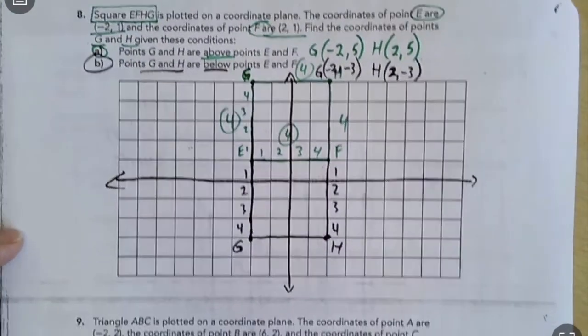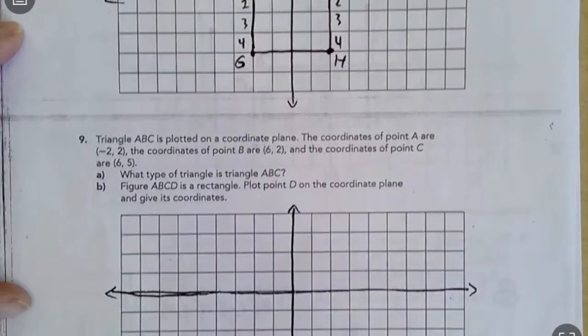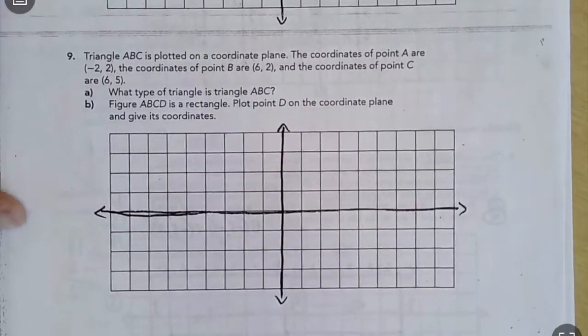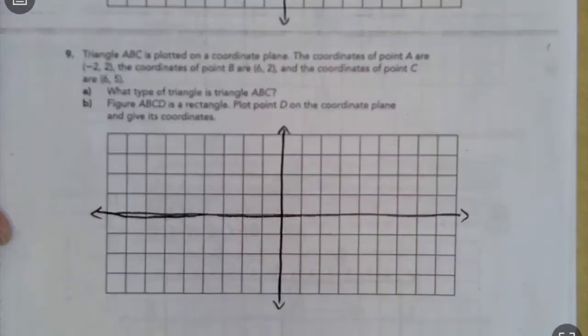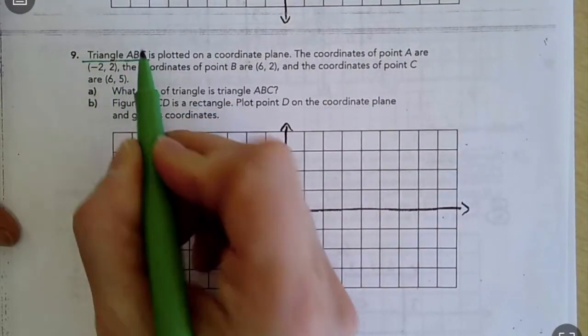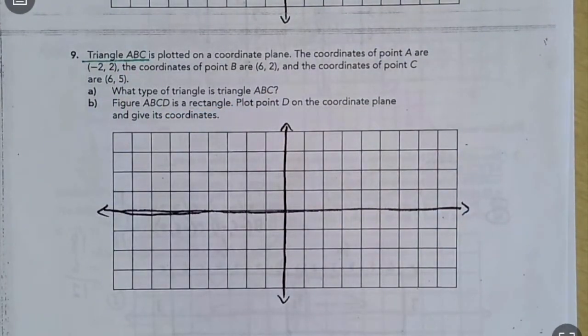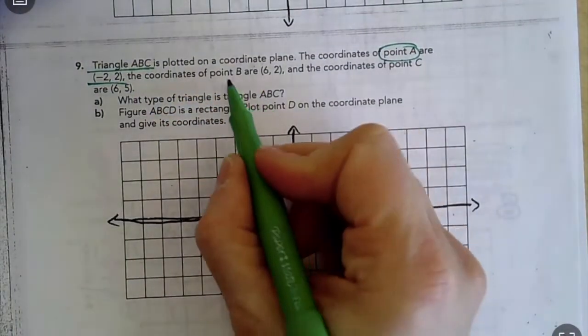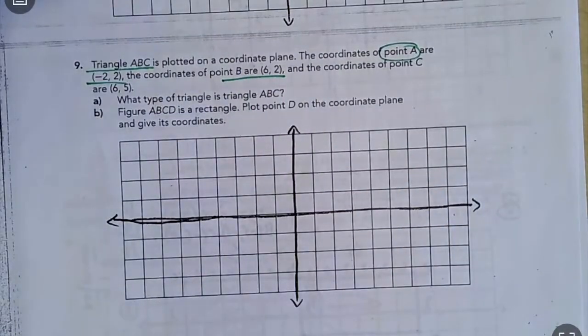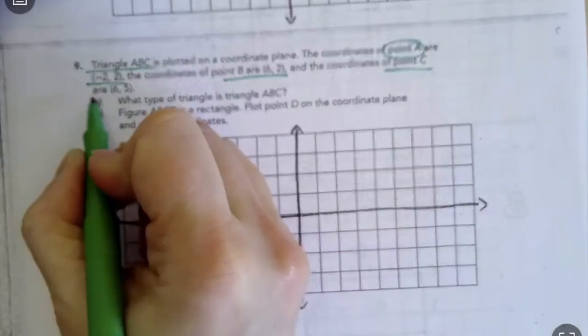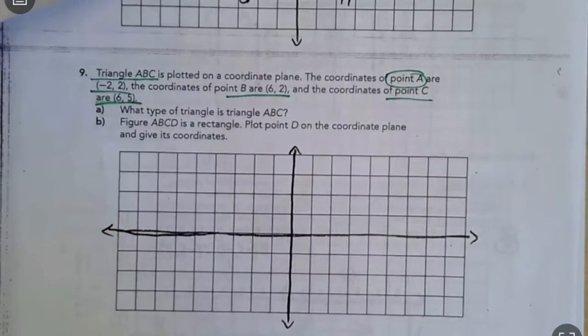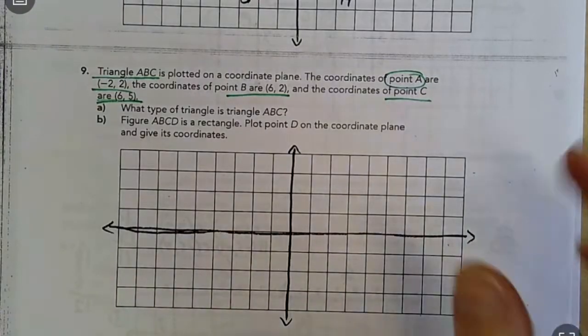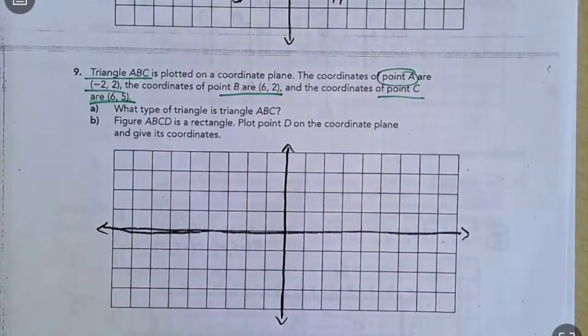All right, so let's go to 9. 9 is a triangle. A, B, C is plotted on the coordinate plane. So we know the triangle's got to be labeled A to B, B to C, and C back to A. The coordinates of A are -2, 2, and B are 6, 2. The coordinates of point C are 6, 5. Just being able to plot those points and connect them is important to me for this standard. So go ahead and give that a shot.